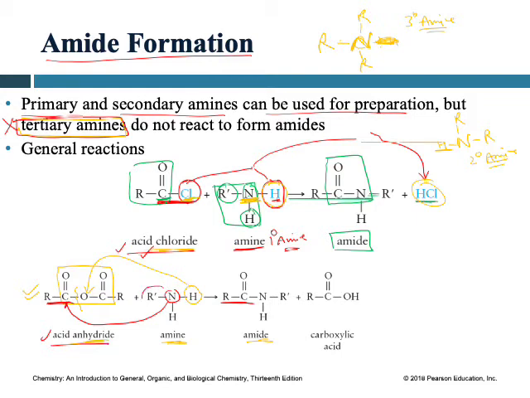RCO plus this entire nitrogen group, NHR, and then the hydrogen from this amine is going to go to this oxygen, and then you're going to get a carboxylic acid. So that's how you're going to make an amide group, an amide linkage. This is your amide linkage or amide bond. So make sure you practice this kind of problem to make an amide.